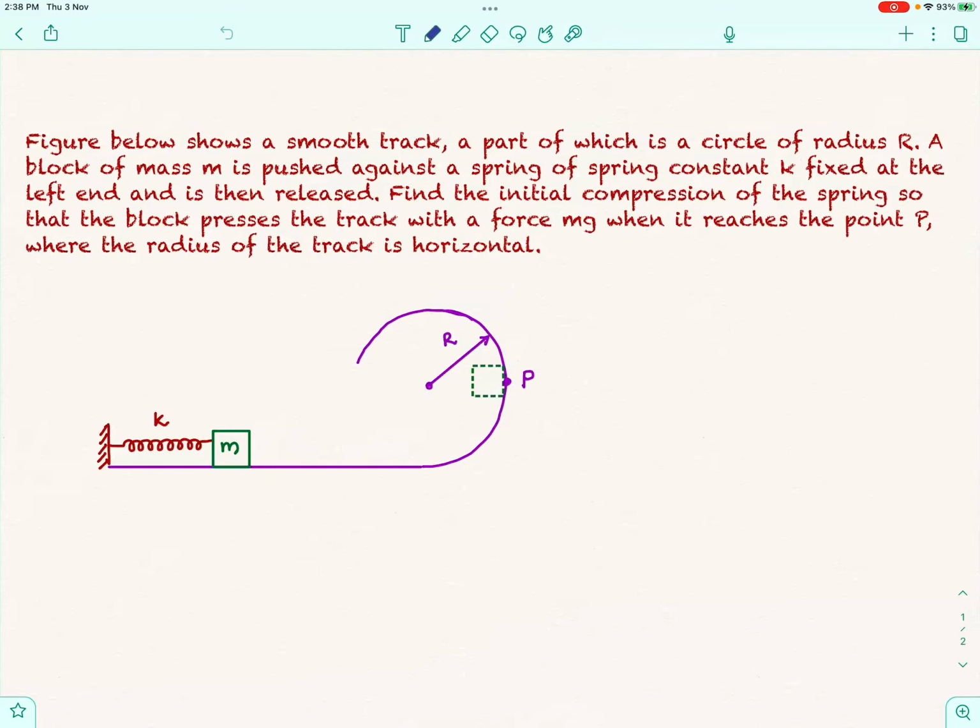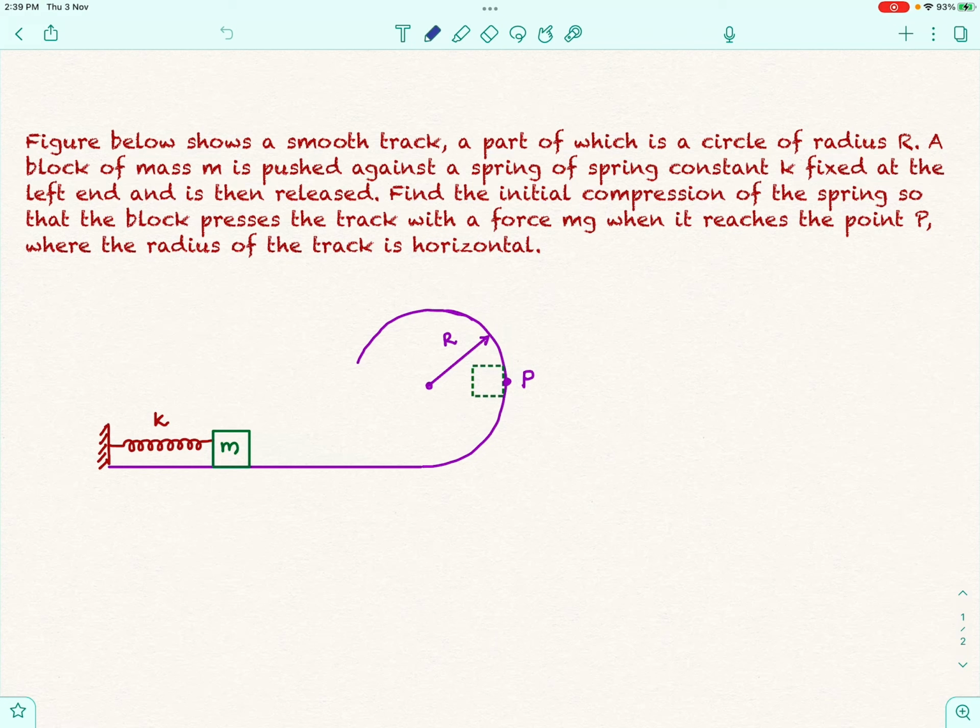Hello students, the question here today says: the figure below shows a smooth track, a part of which is a circle of radius capital R. A block of mass m is pushed against a spring of spring constant k fixed at the left end and is then released. Find the initial compression of the spring so that the block presses the track with a force mg when it reaches the point P where the radius of the track is horizontal.